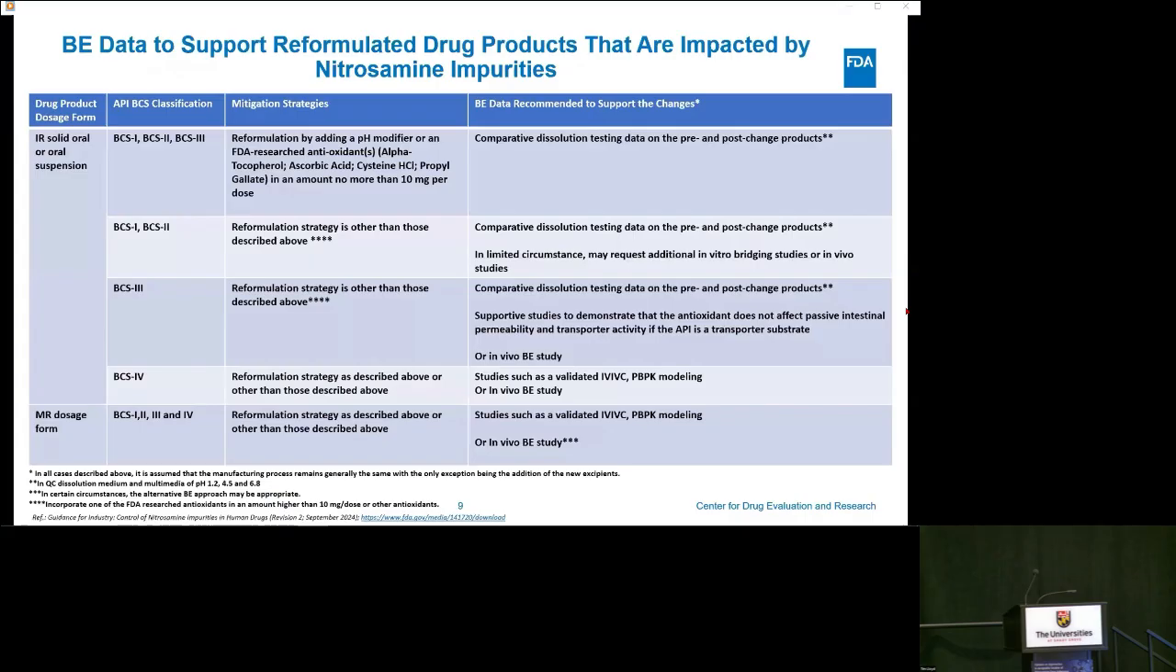The table on this slide summarizes the BE data recommended to support formulation changes in different scenarios. In general, when applicants reformulate by adding a pH modifier or an FDA-researched antioxidant at no more than 10 mg per dose, it is recommended to submit comparative dissolution data between the pre- and post-change products in multi-pH and QC media. This applies to immediate release solid oral dosage forms or oral suspensions of BCS 1, 2, and 3 drugs. However, when situations are beyond this, additional in vitro bridging studies or even in vivo data may be necessary. These cases will be handled in a case-by-case manner.